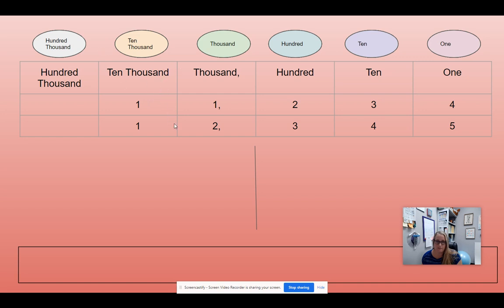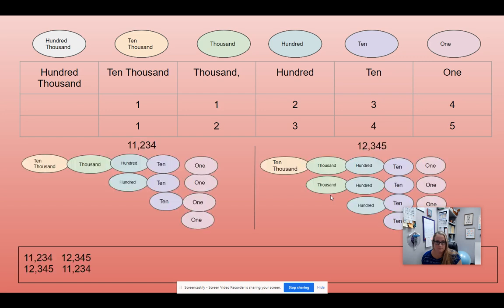Again, you're going to have your place value chart, you have your place value discs, and we're going to model the numbers. So here's the numbers. The first one is 11,234. And we're going to compare that to 12,345. So the first thing we're going to do is build our numbers with our place value discs.